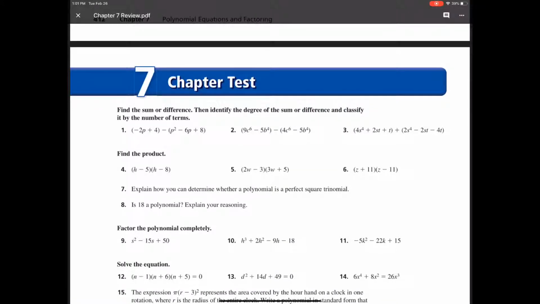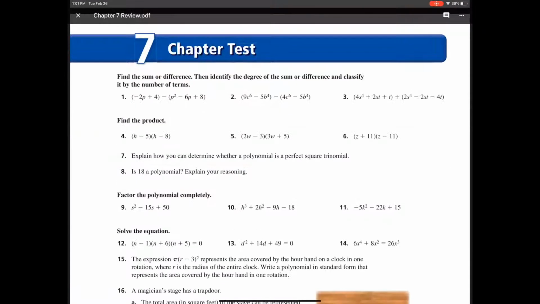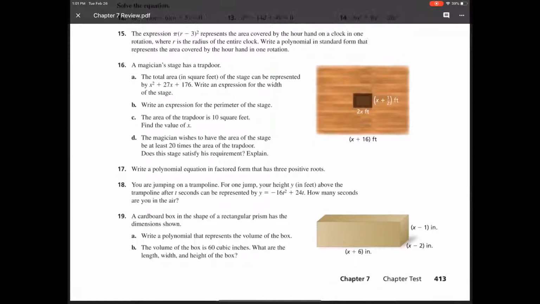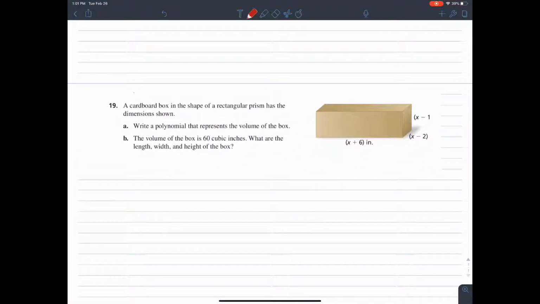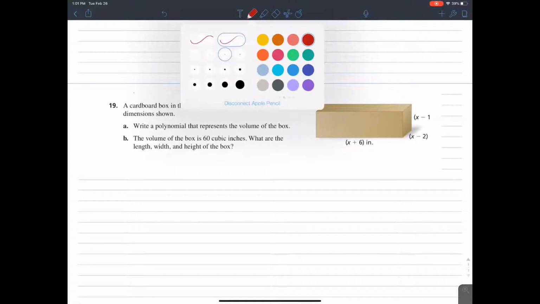So we're going to continue going through some word problems from our Chapter 7 review. This one specifically at the back page, we're going to go over number 19. So here we have a cardboard box in the shape of a rectangular prism in 3 dimensions. And it tells us the length, the width, and the height. And I think my word inches got cut off here, but these are all in inches.